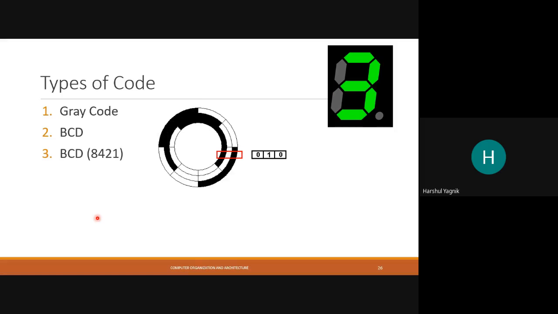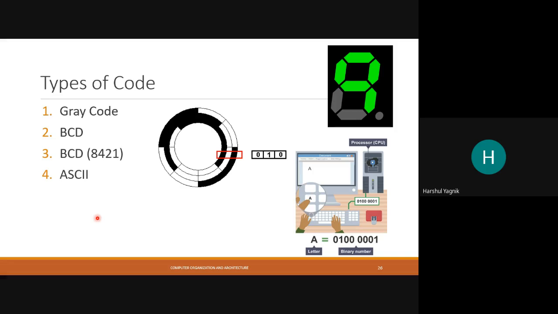Then there is BCD code. It is called binary coded decimal. And there is ASCII code. ASCII code is used in our computer keyboards, where letter A can be written as 0100 0001. So when you type A from your keyboard, what does the computer receive? The computer receives 0100 0001. There is also excess-3 code.